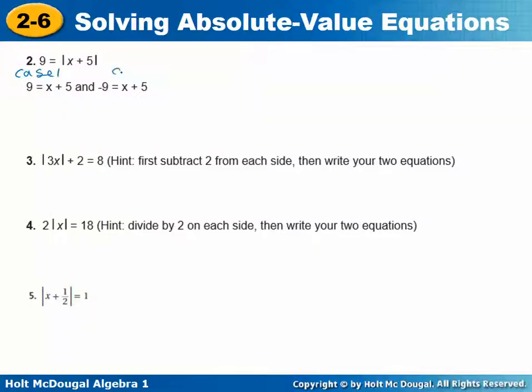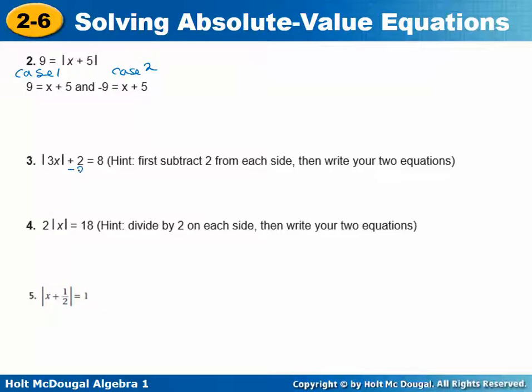This would be case 1 and case 2, or you can call them the positive case and the negative case. And we will solve each of these equations and see what you get for x. There'll be two answers. In number 3, we first have to start by isolating the absolute value part.